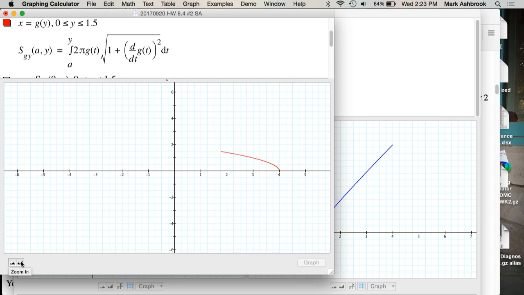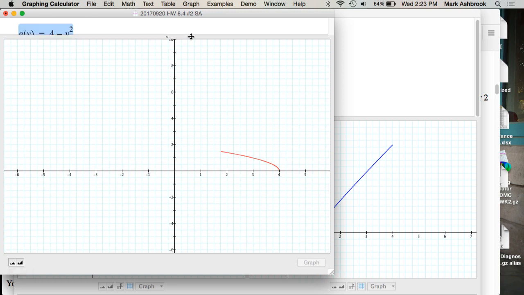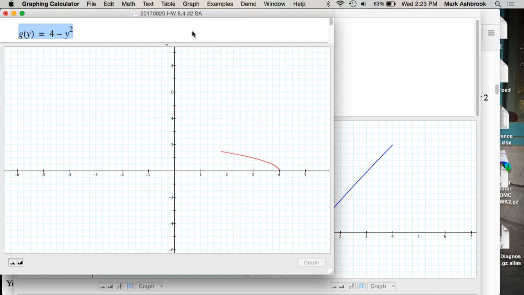So this one is g(y) = 4 minus y squared, and we're going to take that curve and rotate it around the y-axis, and that's going to create a surface. It will not create a solid. It's going to be like a surface, meaning something like a paper plate.